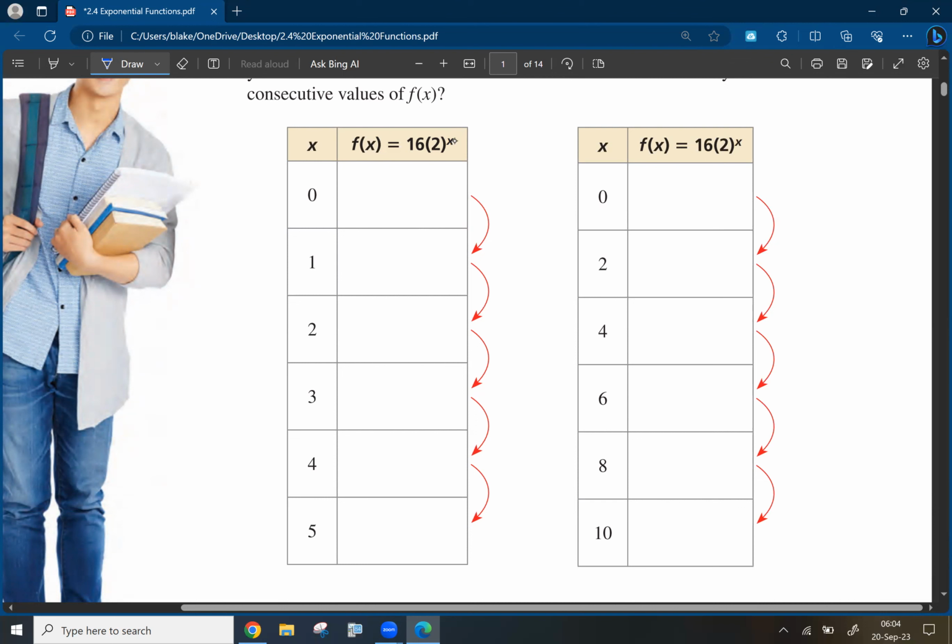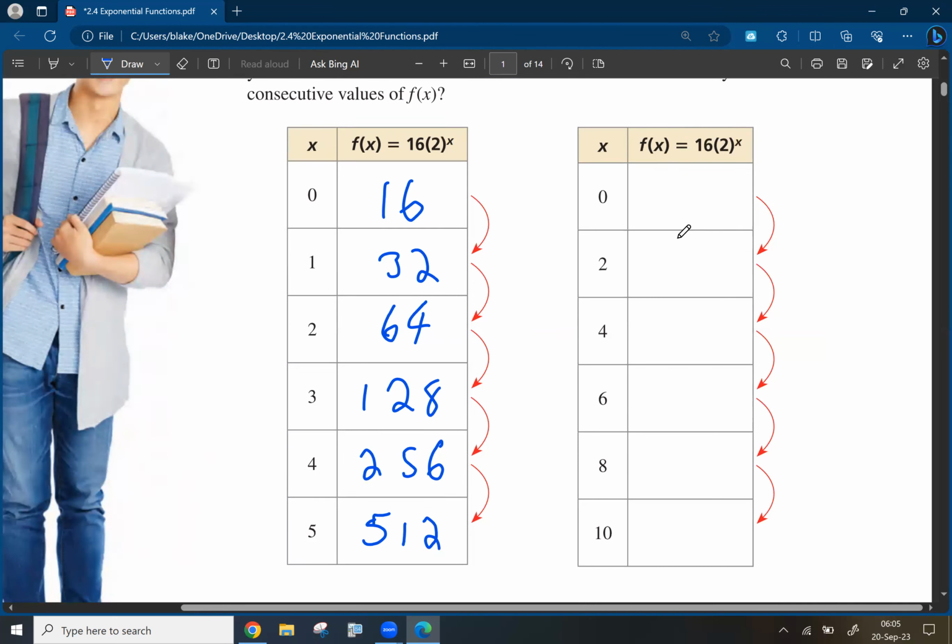This would equal 16. If you plugged in 1, 16 times 2 to the first power, that would be 32. 16 times 2 squared would be 64. And at this point, I'm going to start needing a calculator. The next one is 128. 16 times 2 to the fourth power would be 256. And then 16 times 2 to the fifth power would be 512.